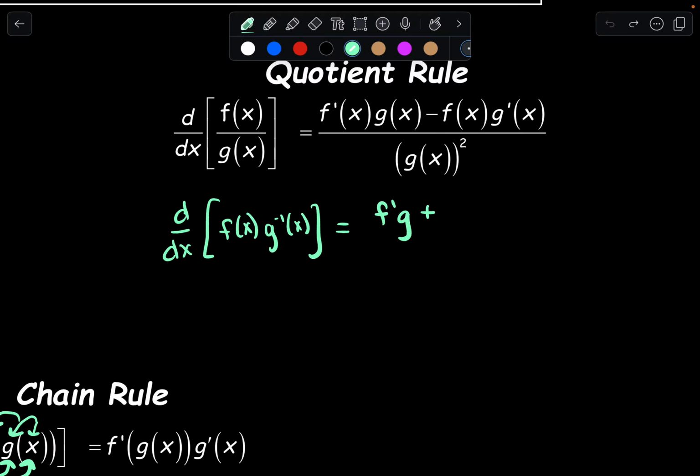But that's just the normal product rule, right? So when I do g to the power of negative 1, I'm going to have f, and we'll use the power rule here, so we'll have negative 1, and then we'll have g to the power of negative 2.